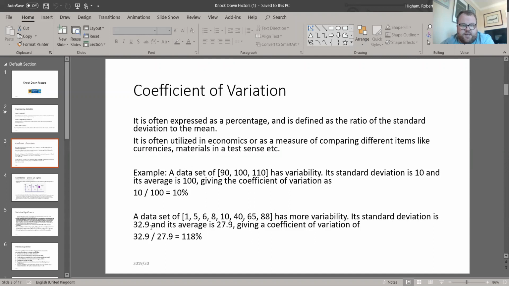And there's a couple of examples here, showing different types of data sets in terms of their magnitude, a lot of variability, and not a lot of variability. Standard deviations are therefore not really comparable. Averages are completely non-comparable. But we can then use this coefficient of variation to look for the difference in those two values.